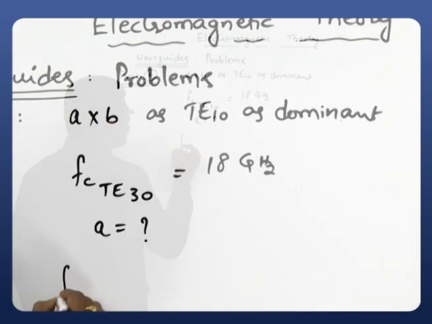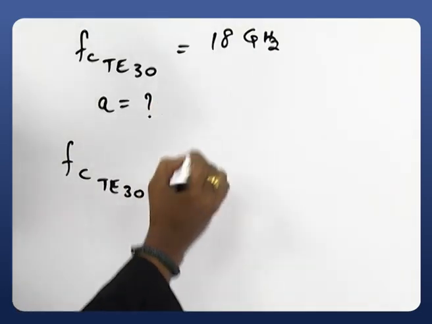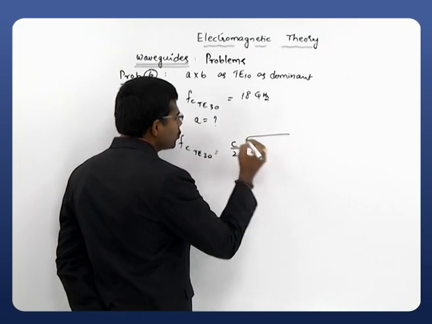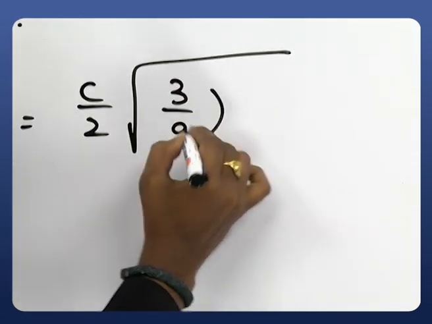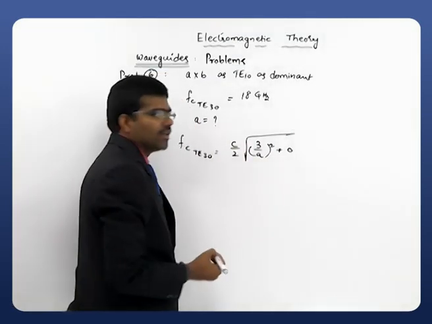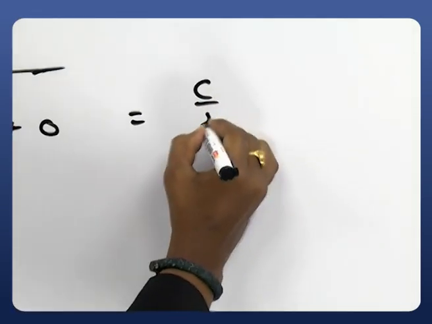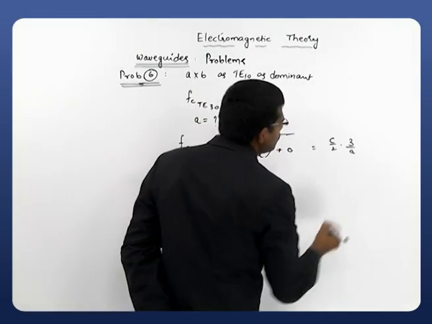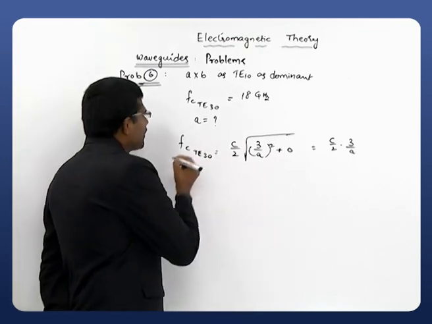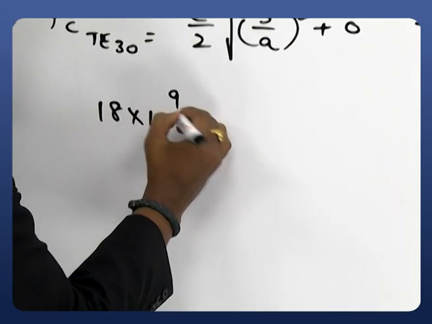For that, take the cutoff frequency Fc for TE30 mode. So what is the equation? Fc is equal to C by 2 square root of (m by a) whole square plus (n by b) whole square, with m equal to 3 and n equal to 0. So this is simply C by 2 multiplied with 3 by a. Fc is available with us. What is Fc? 18 into 10 power 9.